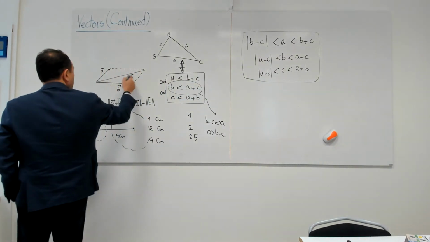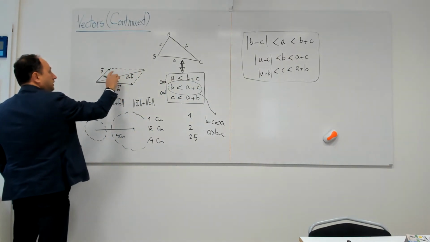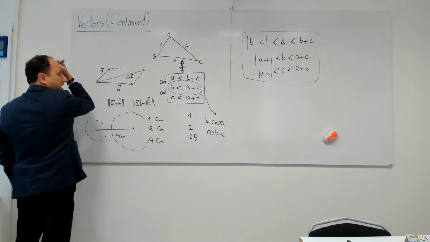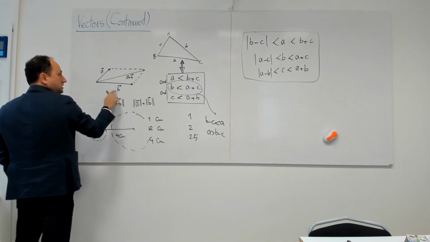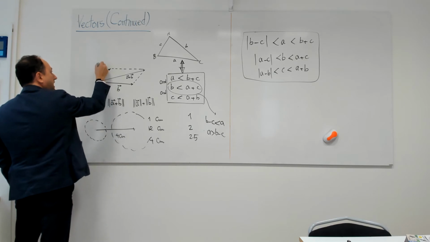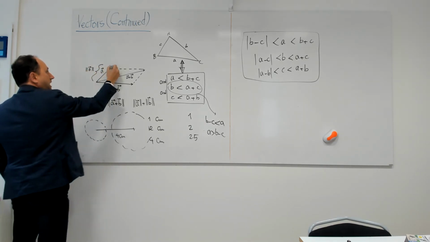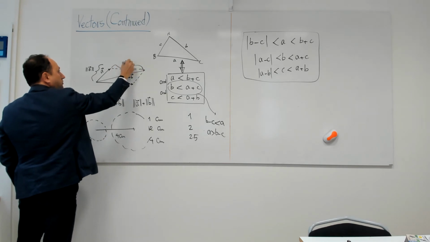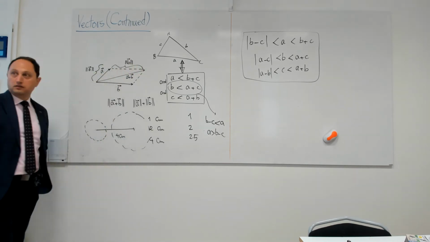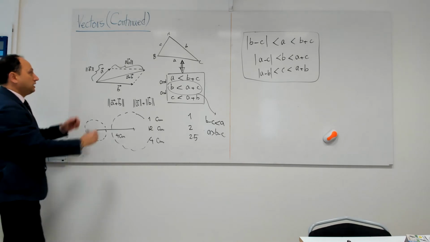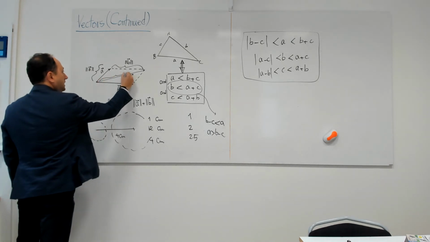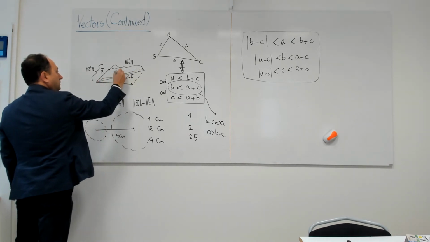Because here, if I ask you what is the length here, this is exactly the length of B. So the length here is norm of A. The length here is norm of B. Do you agree? Yes? And now, if I ask you what is the length here, it's norm of A plus B.